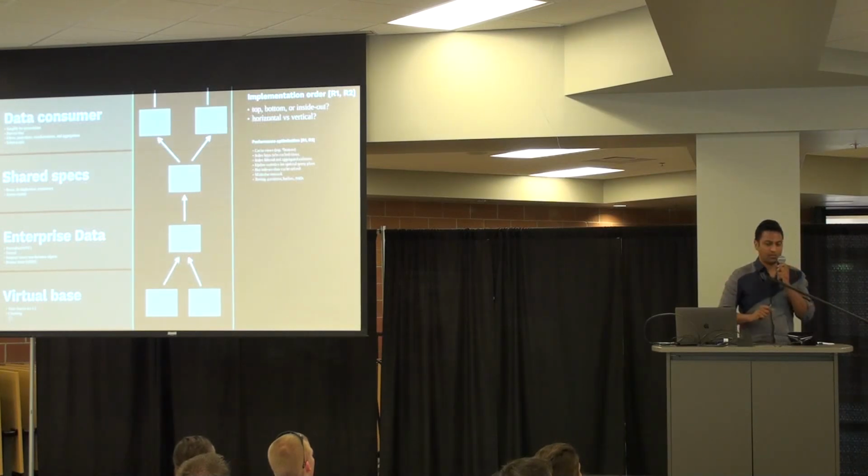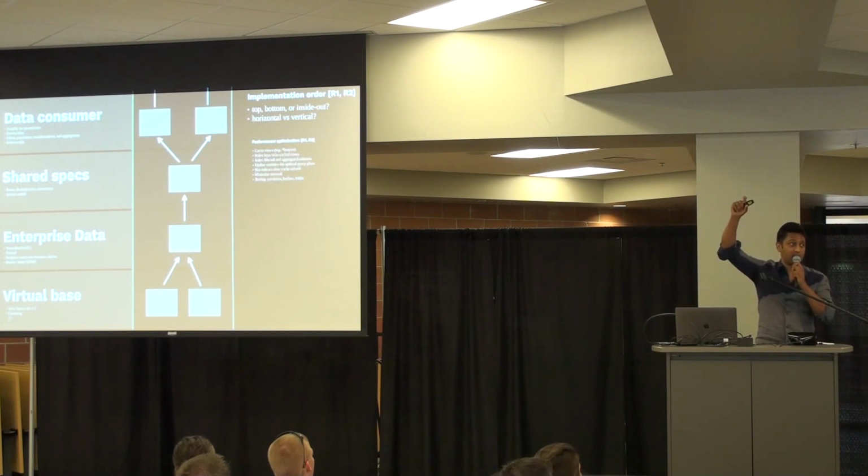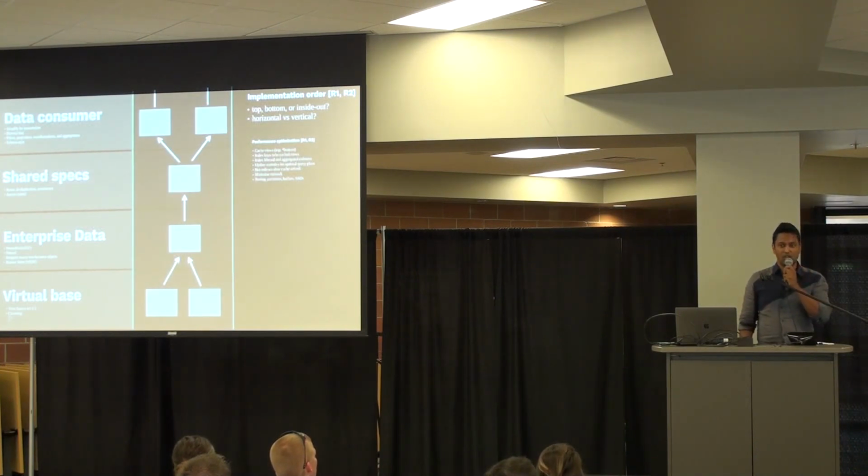Top-down has a different problem. So if you start at the top of the data warehouse, at the data consumer layer, and then work your way down to the virtual base layer, what do you get? What's that? Yeah, in some sense, or you get a tremendous amount of duplication. So the preferred approach is actually inside out. So start at the enterprise data layer, get your business objects right, go down to the virtual base layer, come up to the data consumer layer, and then do the shared specs.